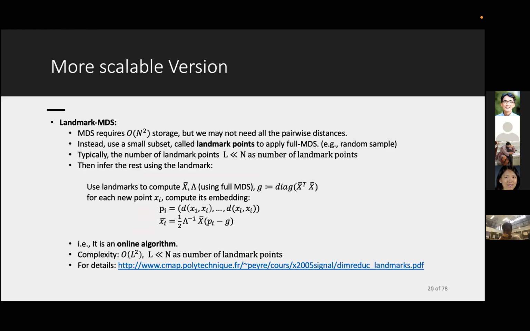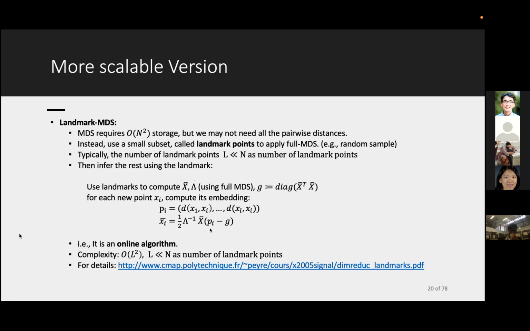Okay, so there's a more scalable version of the MDS algorithm, because you can see this is a global algorithm. We basically have n squared storage because of the gigantic gram matrix and pairwise distance matrix. So this is an attempt to make it an online algorithm. Instead of all the points, you select a subset of L points that serve as landmark points. You compute the gram matrix and embedding using this subset. And later on, whenever you have a new point, you basically just extrapolate using this formula.